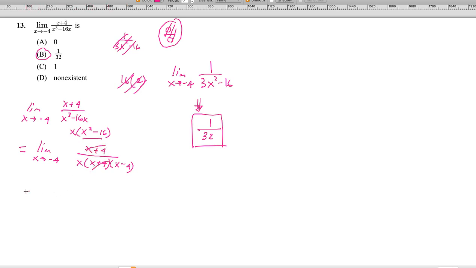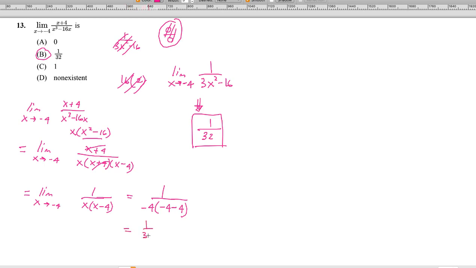This cancels with this, and you're left with the limit as x goes to -4 of 1 over x times x minus 4. And now you see that as x goes towards -4, this bottom part doesn't even tend towards 0. This bottom part tends towards 32. And technically you know that this is a rational function, and a rational function is continuous on its domain. So this is just going to equal what you get if you plug in -4 into this, because of the definition of continuity, if you know rational functions are continuous on their domain.